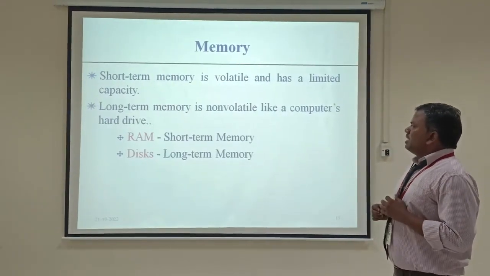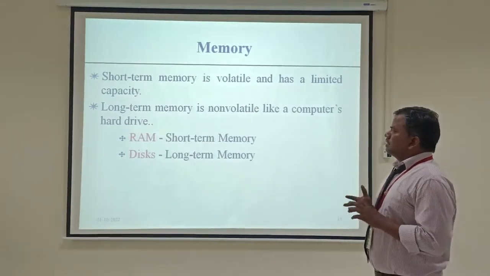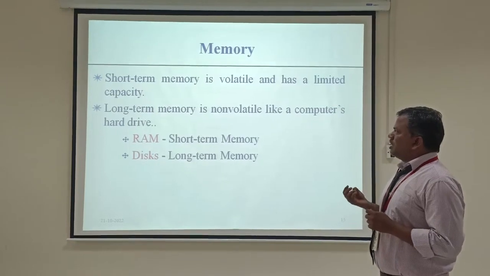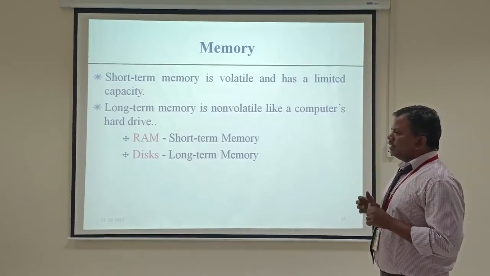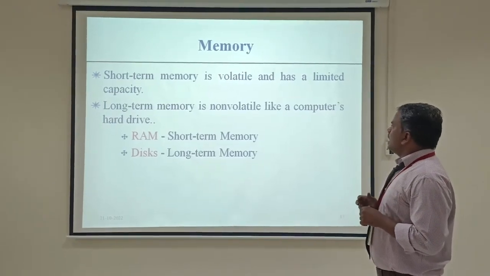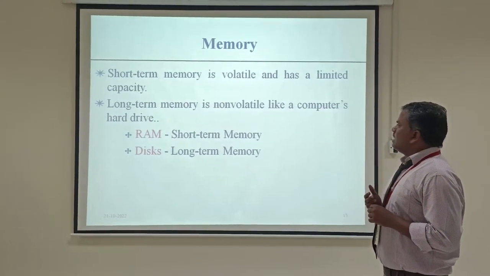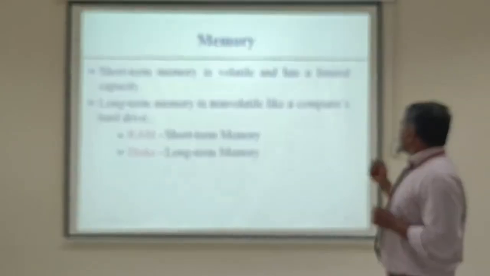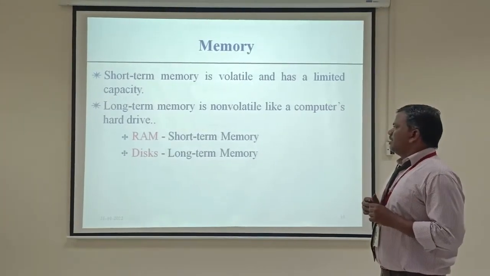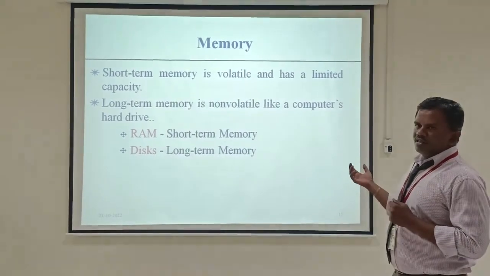Then memory, it's based on the size. It's divided into three types: short-term memory, long-term memory, and sensory memory. Short-term memory is volatile and has limited capacity. Long-term memory is non-volatile, like a computer's hard drive. RAM is the short-term memory, disk is the long-term memory.